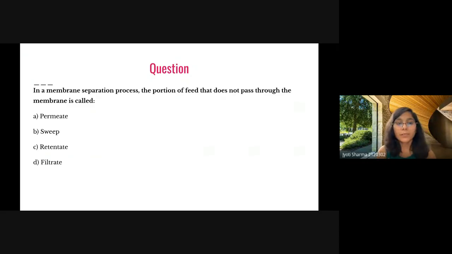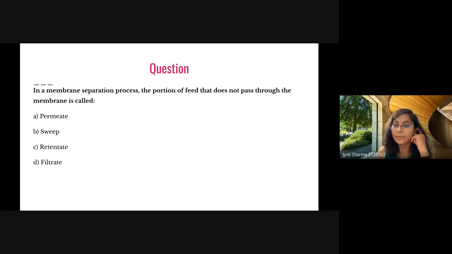Okay, so the next question is, in membrane separation process, the portion of feed that does not pass through the membrane is called. So we have a membrane and water will cross this, and some solute will stay on that side only, and your pure water will be out. So here, that which does not pass through the membrane, this will be known as what?